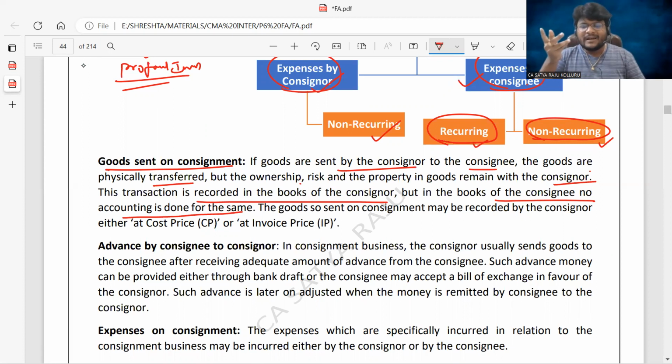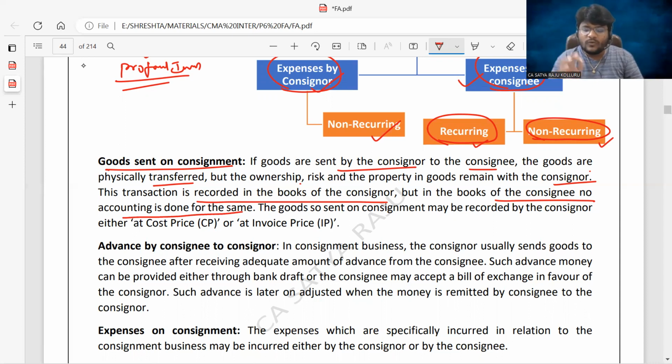Yes. Who is the consignee? Consignee is just an agent. He will receive the goods, he will sell the goods. What is the relationship with such goods to the consignee? There is no relationship. Consignee is just acting as a receiver as well as seller. That's why at the time of receipt of goods by the consignee, there is no accounting treatment in the books of the consignee. Only consignor will provide the accounting treatment.